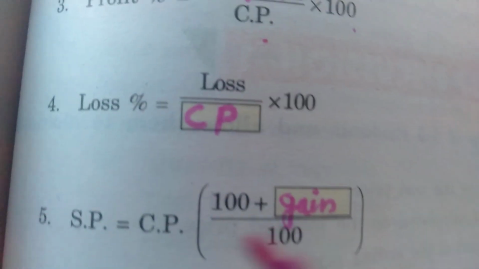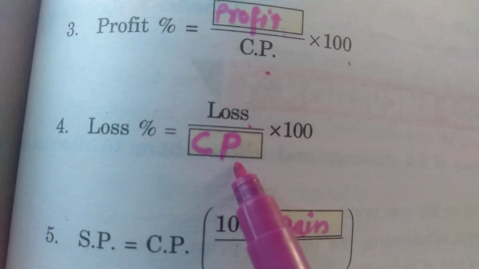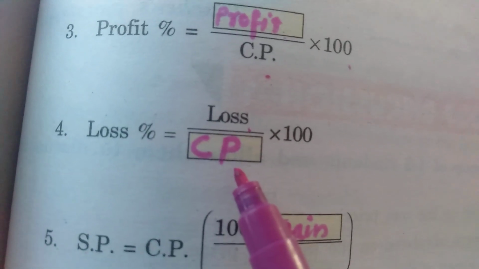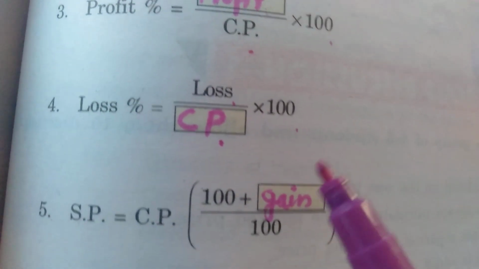Then is the loss percent. Loss percent is loss upon CP. This is also calculated on the cost price multiplied by 100.